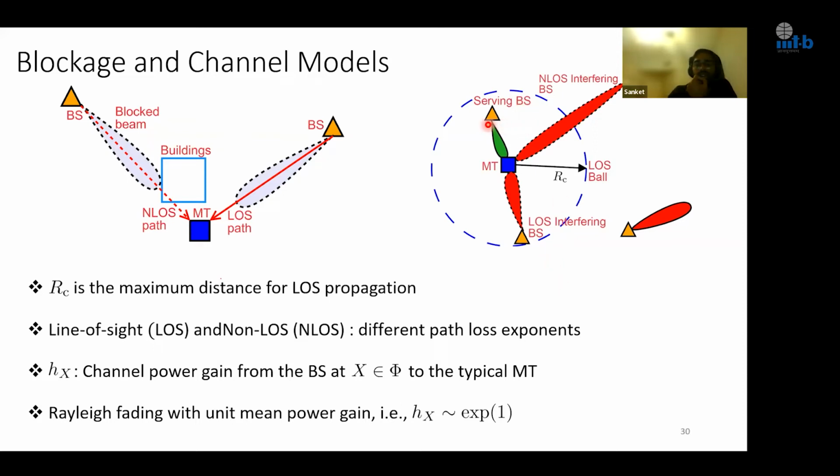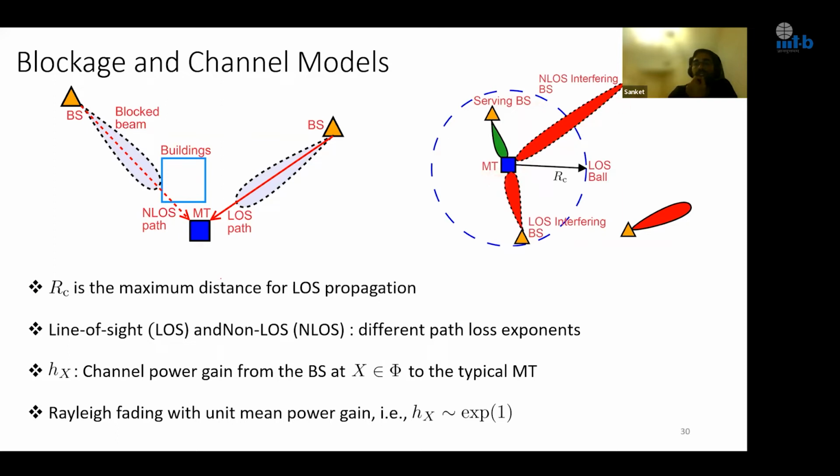that the base stations have a line of sight to the user as long as the distance between the serving base station and the mobile terminal is smaller than RC. So this is a ball of radius RC. And then whatever base stations lie within this ball of radius RC from this MT will have a line of sight communication to the mobile terminal.